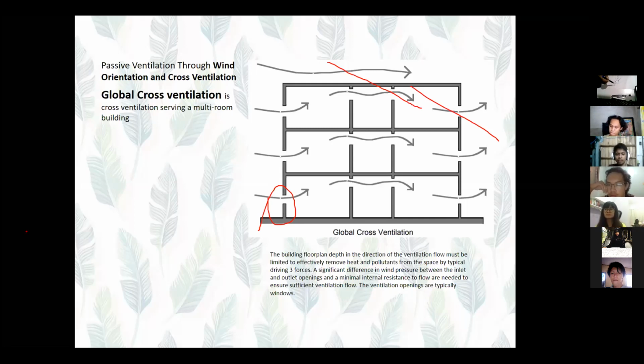Okay? Tapos, minsan yan, for example, ito na dito na portion is room. Tapos, bintana yan siya. Meron yan silang mga inlet na portion. At least, papasok yung hangin dito. Ganyan.